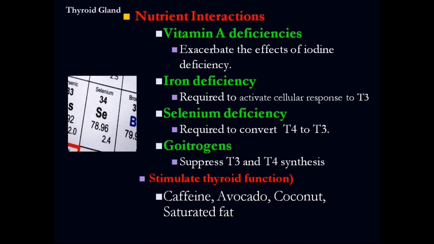And what happens with the remnant? The remnant is going to join another iodine, 1, 2, 3, and form T3. Where is this going to happen? In the thyroid gland and in the blood. Goitrogens suppress T3 and T4 synthesis. These are vegetables that act to decrease the production. Synthesis means production.